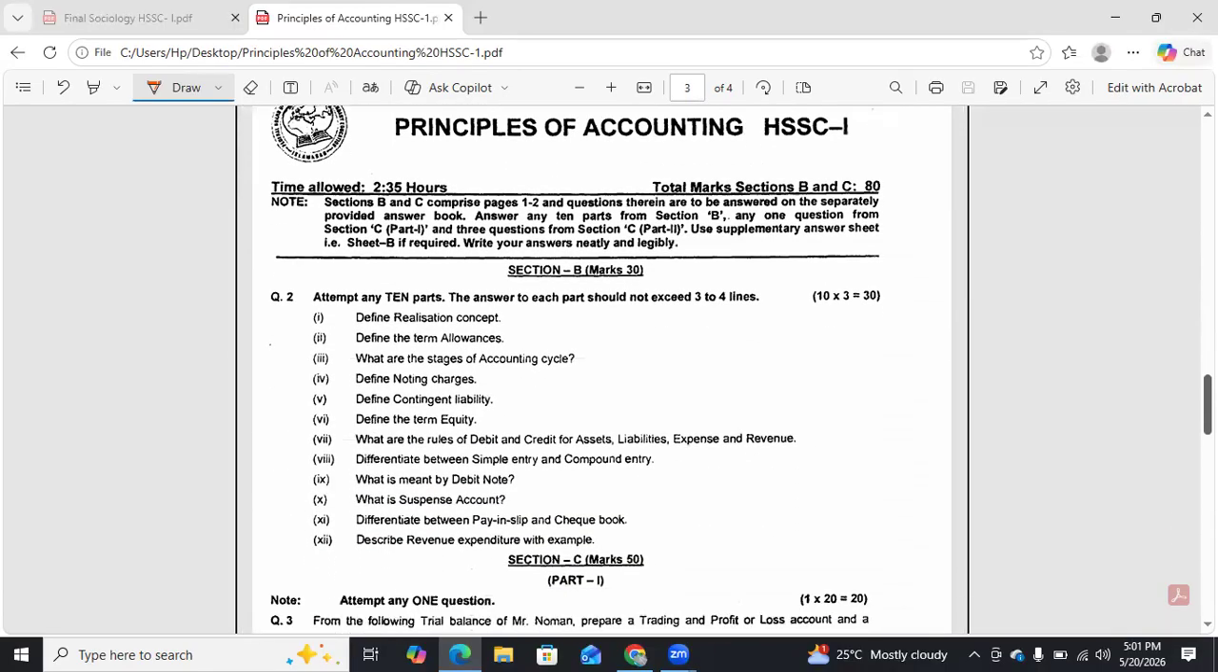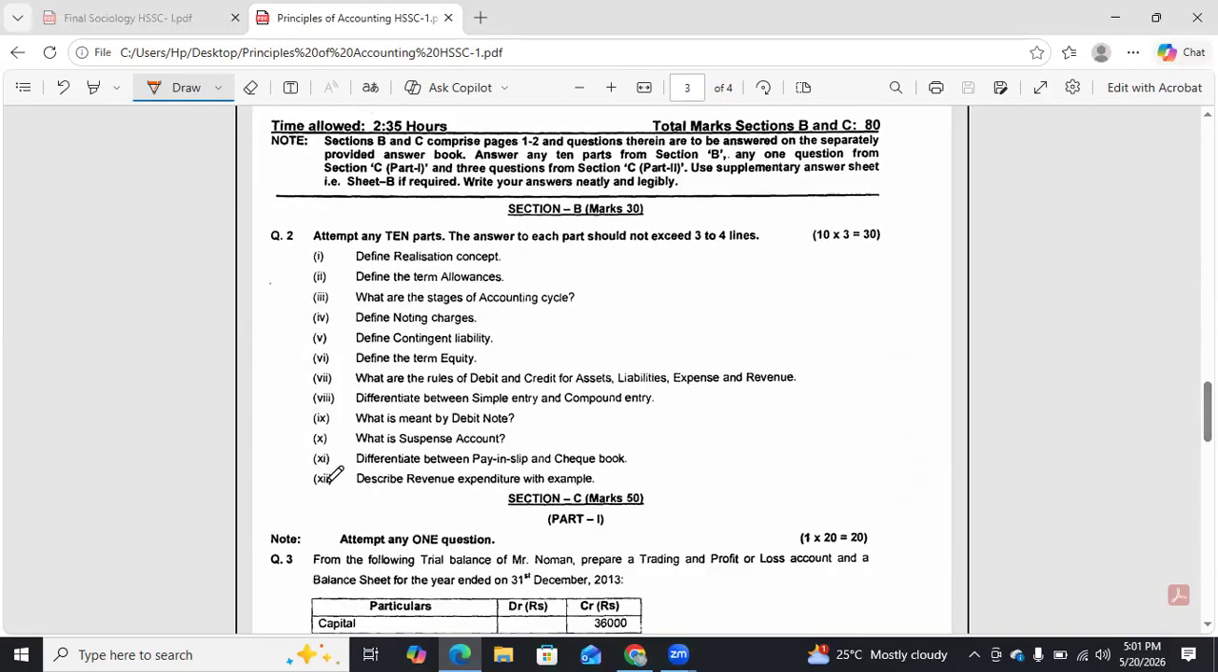In Section B, attempt any 10 parts. The answer to each part should not exceed 3 to 4 lines. Each question carries 3 marks. So these are short questions. Out of these 12 questions, you have to attempt 10. Let's go through them. Define realization concept.